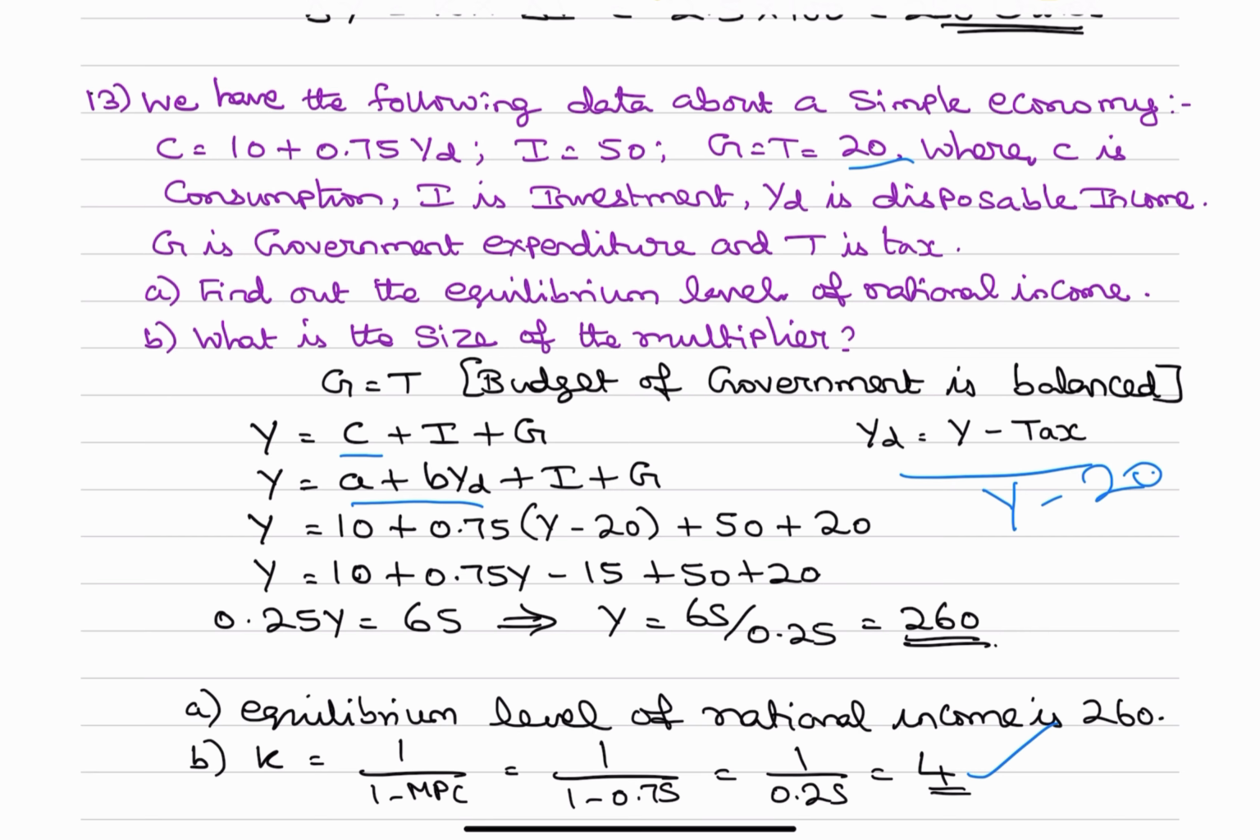Here the point we have to understand is disposable income is nothing but income minus tax. So for the consumption function, we have to substitute the value of YD.